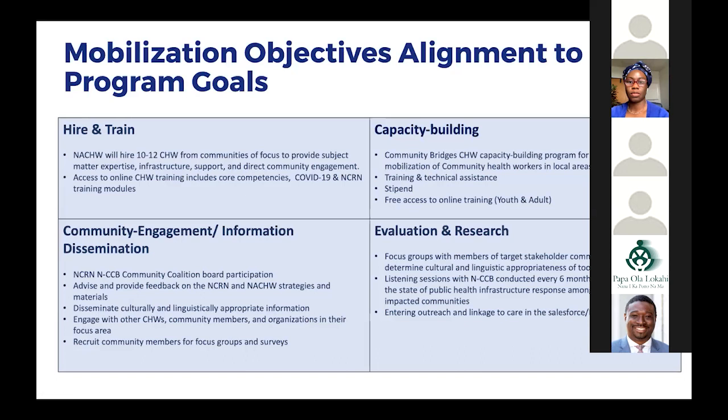They will also participate in listening sessions with the National Coalition Board that will be conducted every 6 months. And they also will be working on the app, which will be talked about later. Next slide, please.